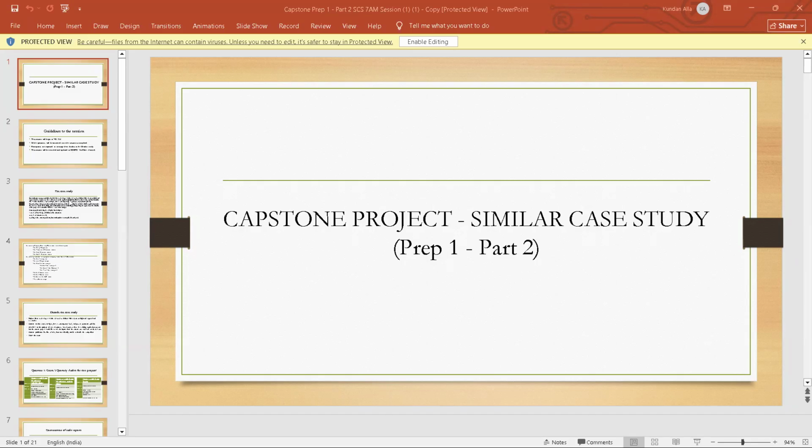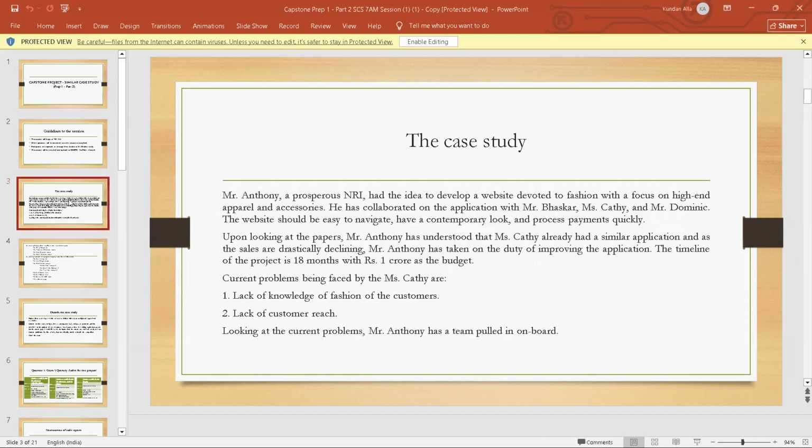So coming to the case study, Mr. Anthony, a prosperous NRI, had the idea to develop a website devoted to fashion with a focus on high-end apparel and accessories. He has collaborated on the application with Mr. Bhaskar, Mr. Kathy, and Mr. Dominic. So the website should be easy to navigate, have a contemporary look, and process payments quickly.